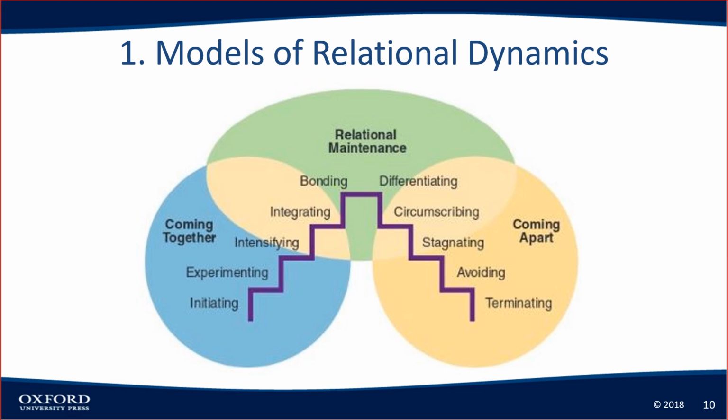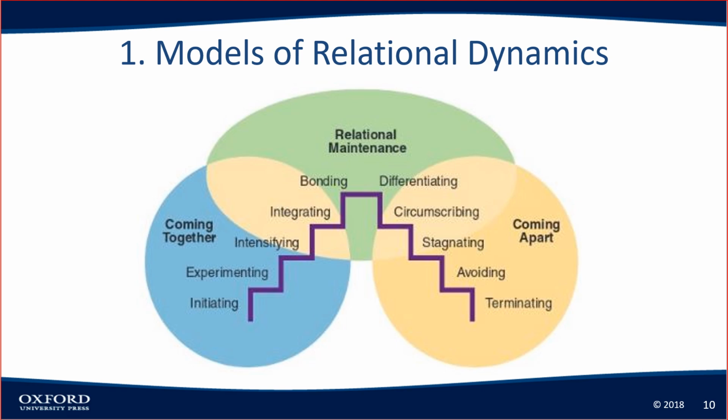So in this model, we have 3 main stages coming together. In the center, we have relational maintenance, and over to the right, we have coming apart. So relationships come together, they stay in a happy place, they're maintaining each other. When they're not happy anymore, they come apart. So those are your three main stages.